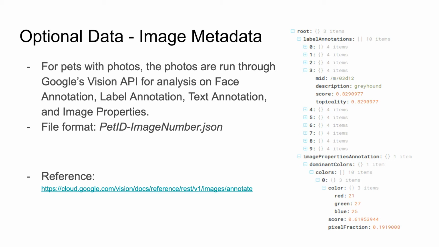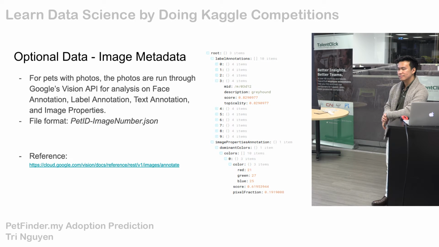And then we also have the optional data that they actually provided. I believe the competition provided the photos, the images of the pets, but at the same time, they also ran those photos through Google's Vision API in order to extract some features. It's up to the participating teams to decide whether to use this data or not. Do you know what percentage of pets had this optional data? I have no idea, but I know that some won't have the images and some won't have the text description.